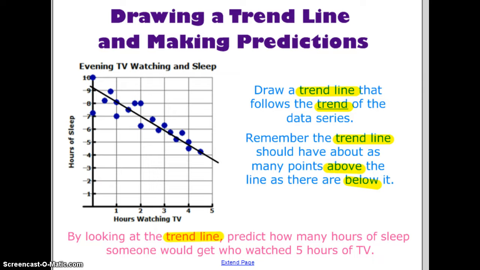By looking at the trend line, we're going to predict how many hours of sleep someone would get who watches 5 hours of TV. So 5 hours of TV is on your x-axis and hours of sleep is on the y-axis. As we go to 5 hours of TV, we can predict they get roughly between 3 and 4 hours of sleep, maybe 3.5 hours of sleep.